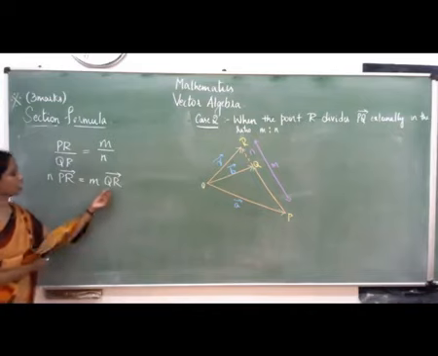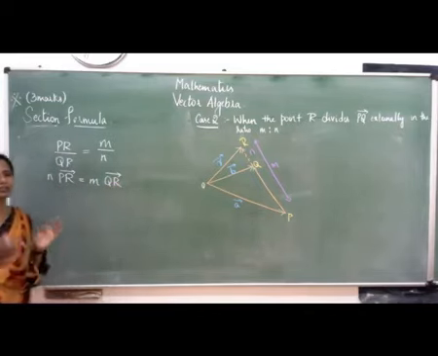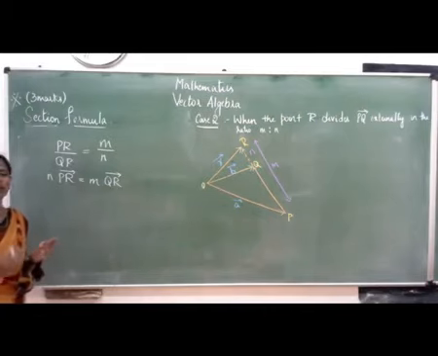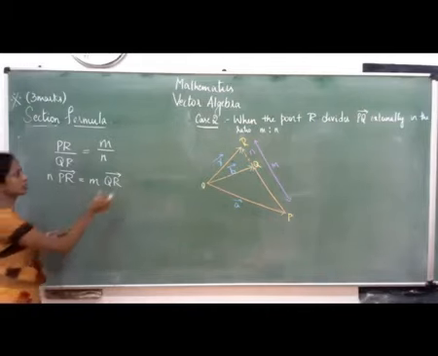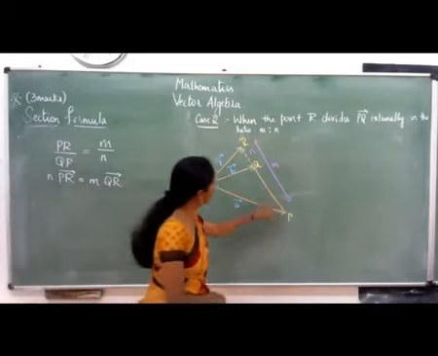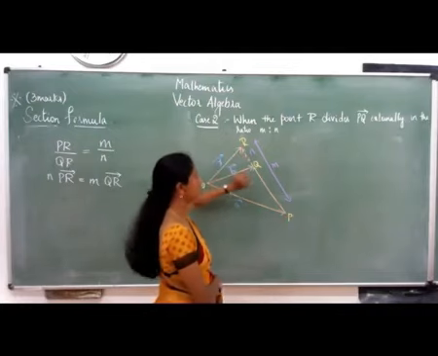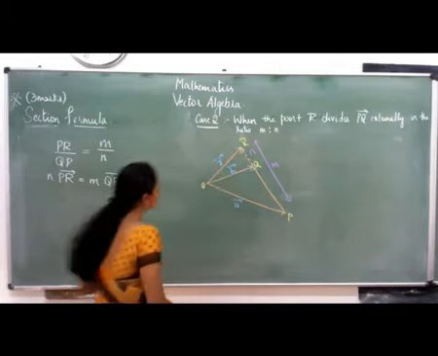You should actually write it in this format. You cannot change it to RQ, because in vectors, if you change the initial and the terminal point, then you get the negative vector, the negative of vector RQ. So you should see here, PR when I write, the initial point is P and the terminal point is R. When I write QR, the initial point is Q and the terminal point is R.